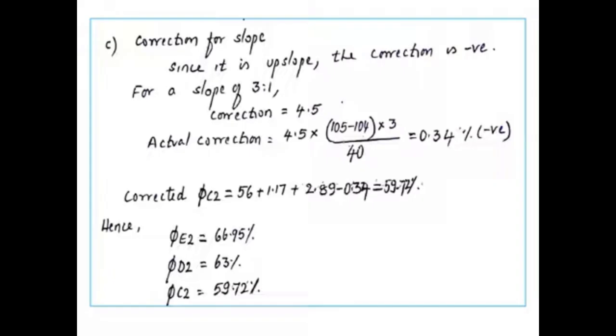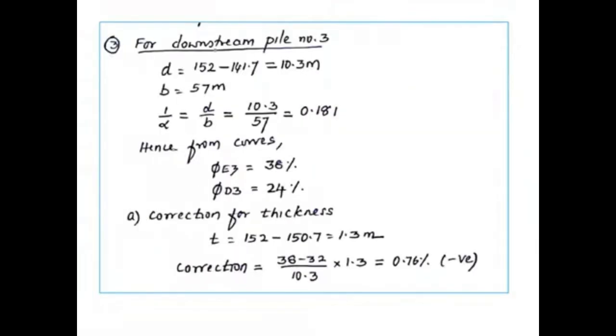So therefore from E2 it is 66.9, goes down to D2 which is 63%, and then comes up to C2 which is 59.2 percent. So that's how the pressure goes on varying. Now for pile 3, the depth of the pile is from the top level of 152 to the bottom of 141.7, that gives 10.3 meters. The total horizontal length is 57. So for 1 by alpha we calculate 0.18. Then directly from the graphs you can read E3 as 38% and D3 as 24%.